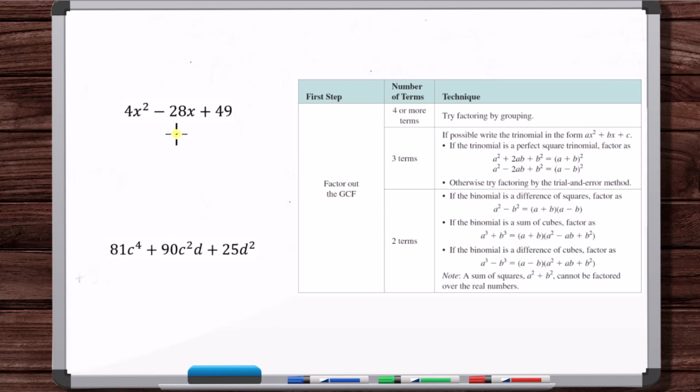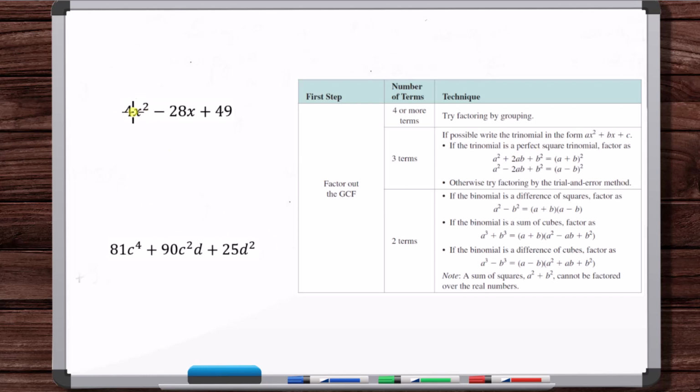Okay, so here's 2 examples. You look at this expression, 3 terms. You say, is this a perfect square trinomial? How do you check? Well, you take the first term and take its square root. You take the third term and take its square root. You take those two roots and say 2 times the square root of the first times the square root of the third, and see, does it equal the middle term? If it does, you have a perfect square trinomial.